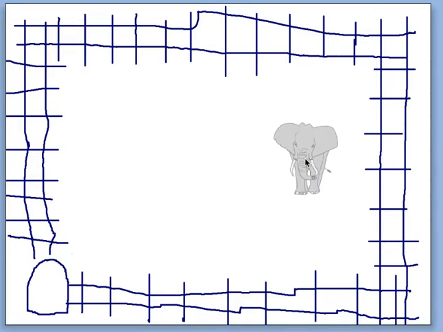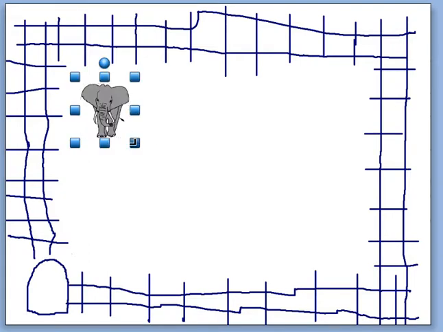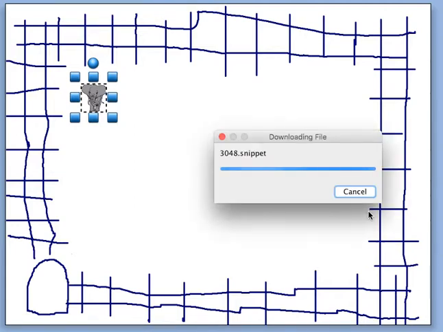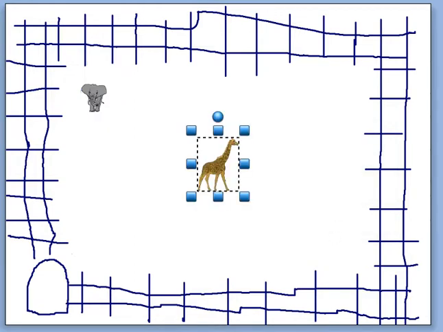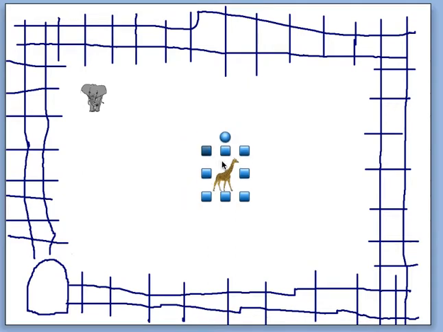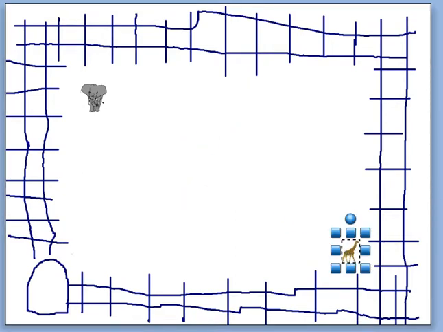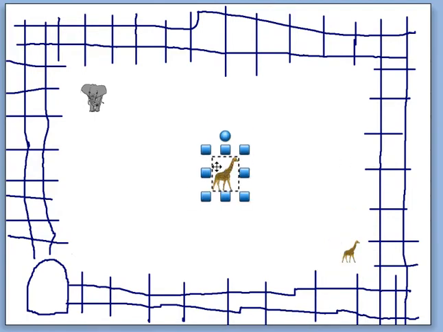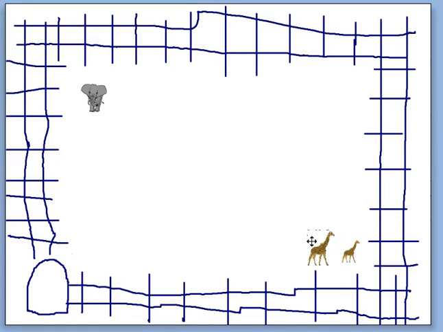I think I'm going to add some elephants. I'm going to make it a little smaller. And I definitely need giraffes because giraffes are some of my favorite animals. So I'm going to add in the giraffes. There's a giraffe. And I'll put the giraffes maybe over here. And I think I'll do another giraffe too because why not? Two giraffes is fun. So I'm going to put a second giraffe in there.